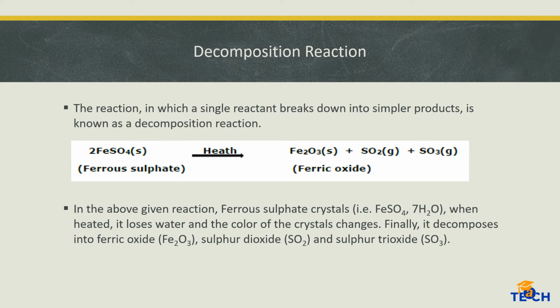Decomposition reaction. The reaction in which a single reactant breaks down into simpler products is known as a decomposition reaction. In the above given reaction, ferrous sulfate crystals, FeSO4·7H2O, when heated, lose water and the color of the crystals changes. Finally, they decompose into ferric oxide, Fe2O3, sulfur dioxide, SO2, and sulfur trioxide, SO3.